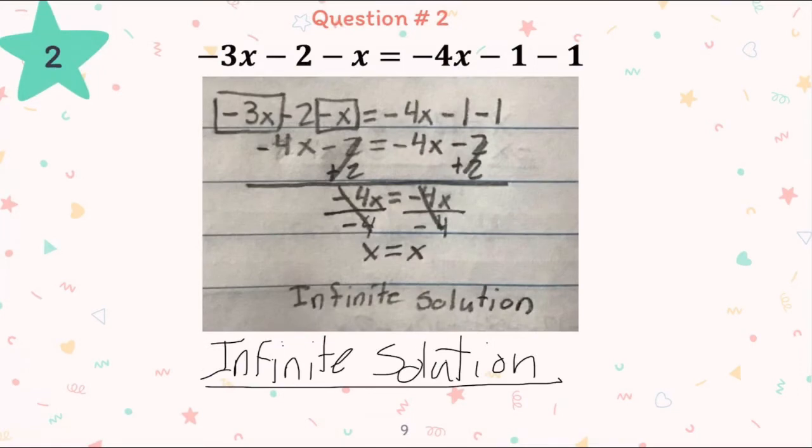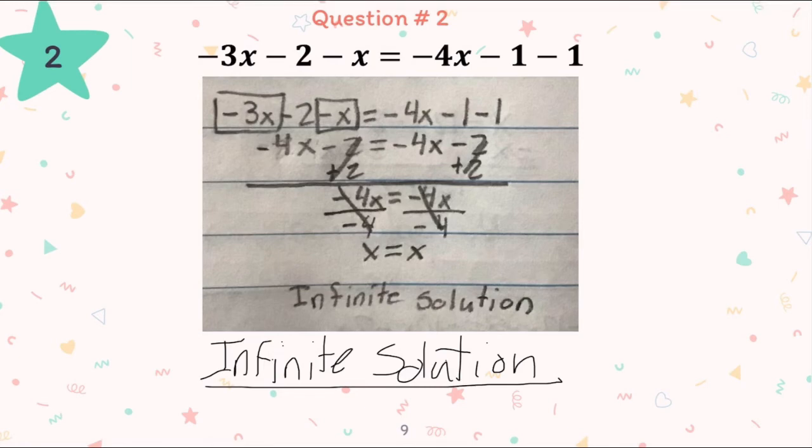So for this problem, the equation is negative 3x minus 2 minus x equals negative 4x minus 1 minus 1. On the left side, we added negative 3x plus negative x, which equals negative 4x. So now we rewrite the equation, which is negative 4x minus 2 equals negative 4x, and we're going to add the negative ones to each other. Negative 1 plus negative 1 is negative 2. So now we have negative 4x minus 2 equals negative 4x minus 2.